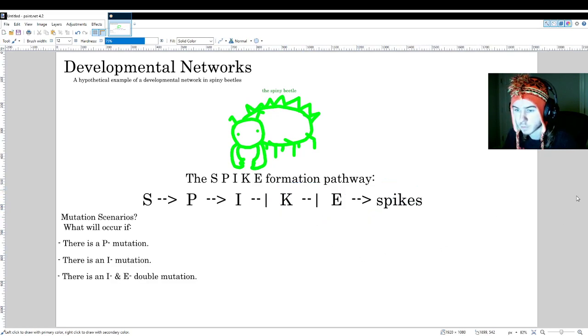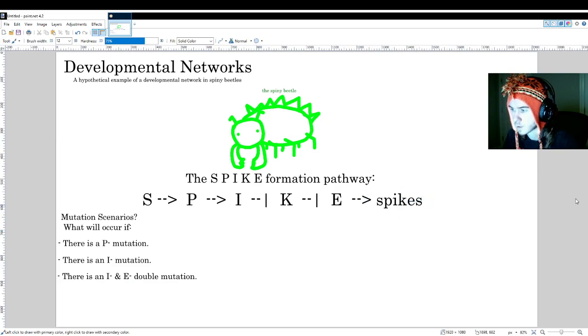Then we can have an I and E double mutation. Well, we know that if we have an E mutation, there will be no induction, no spikes will be formed. I doesn't really matter, it's farther up the pathway. It's not really affecting the fact that there will be no spikes because E is mutated.